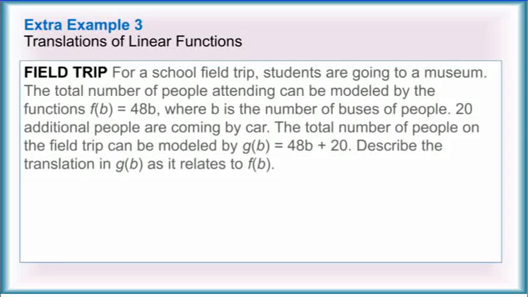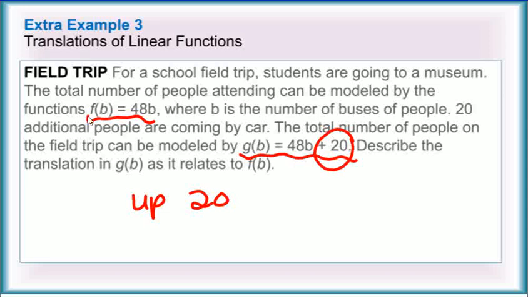Next, for a school field trip, students are going to a museum. The total number of people attending can be modeled by the function f of b equaling 48b, where b is the number of buses of people. 20 additional people are coming by car. The total number of people on the field trip can be modeled by g of b equaling 48b plus 20. Describe the translation in g of b as it relates to f of b. Here's our f of b, here's our g of b. The only difference is this plus 20, so it is up 20. And that would just be 20 more people coming by car.